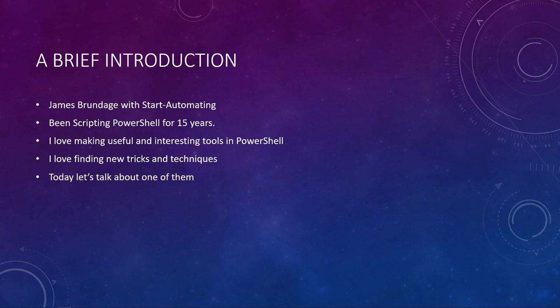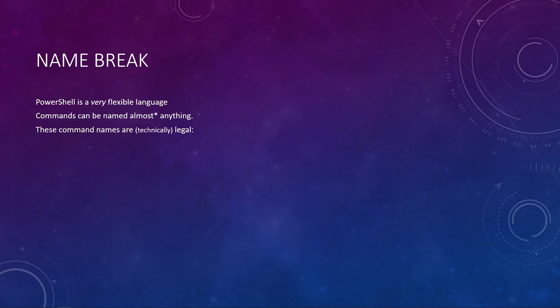Today we're going to talk about one of my favorites, smart aliasing. What is smart aliasing? Well, it's a way to kind of break the language. For more about these sorts of techniques, check out the Game Breaking PowerShell talk. But for now, let's just go through what you can do with PowerShell names. PowerShell is a very flexible language, much more flexible than most people think it is. Commands can be named about anything you'd like, and I do mean almost anything. These are all technically legal command names.